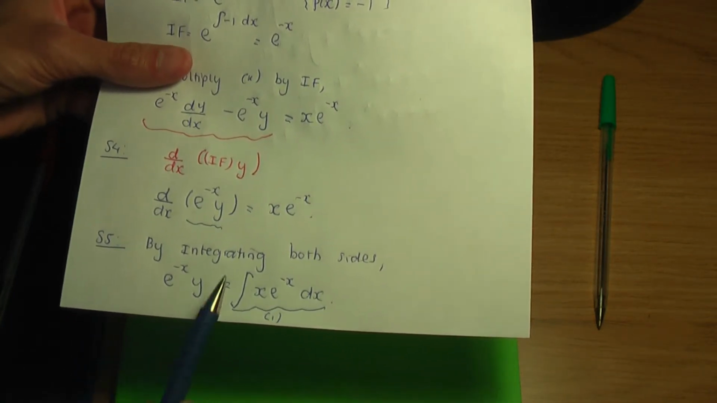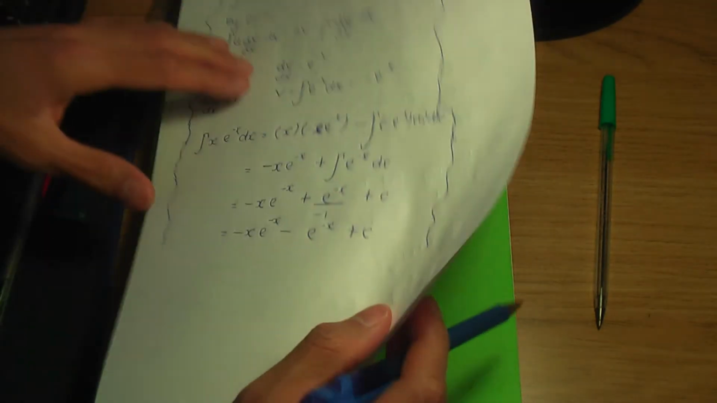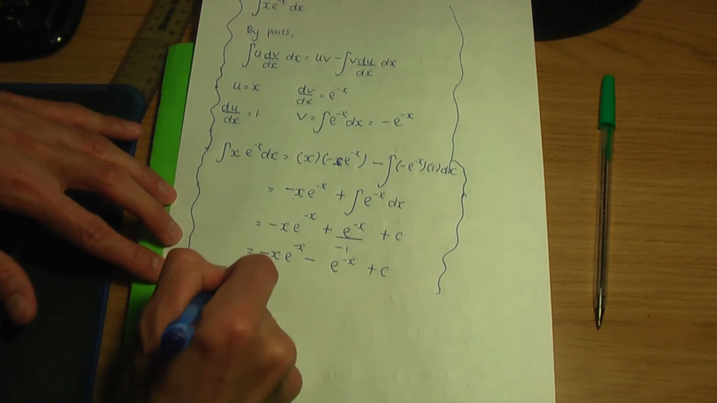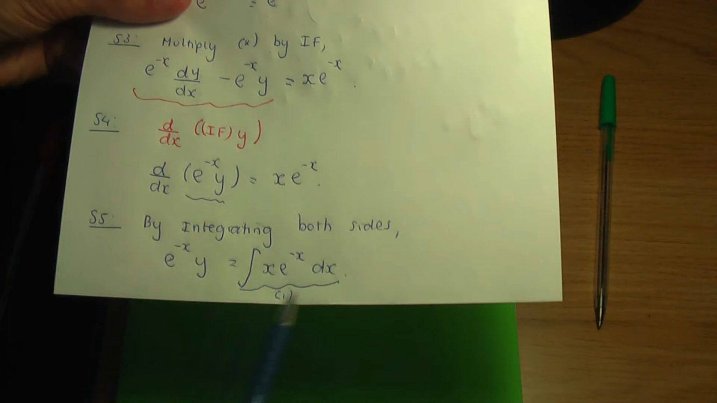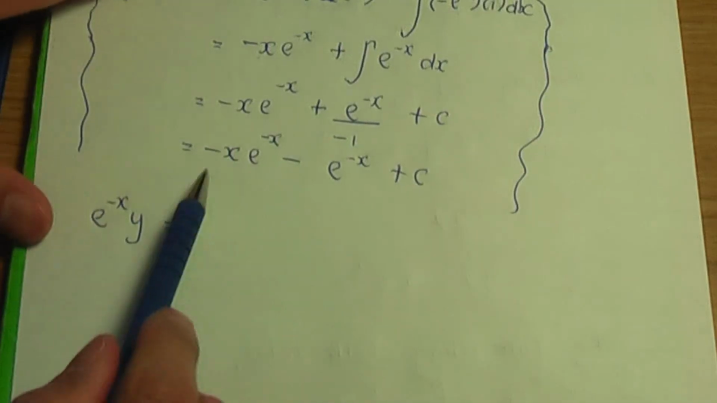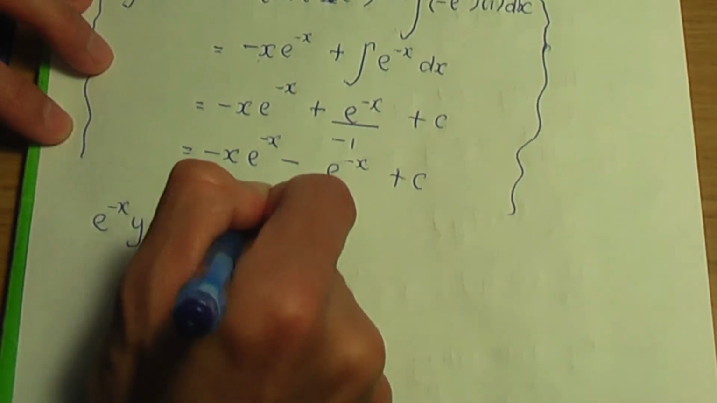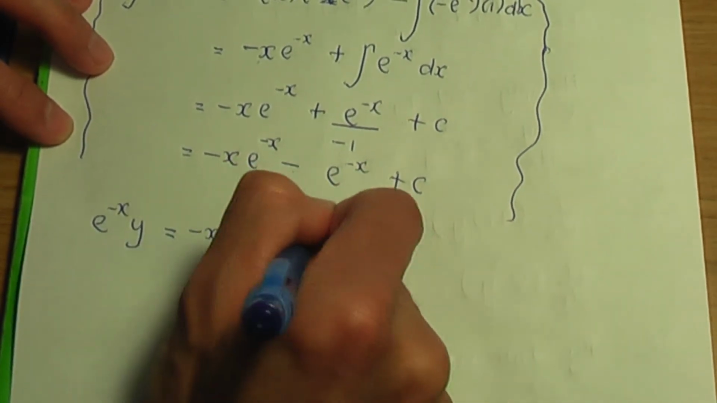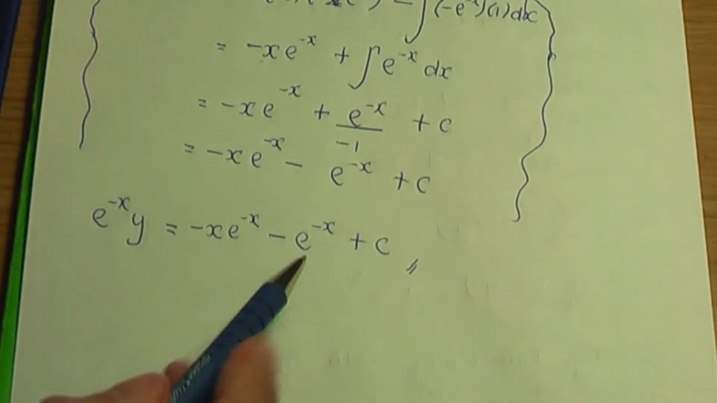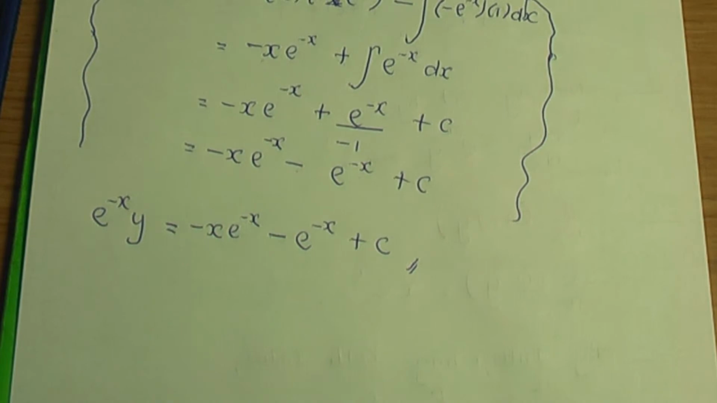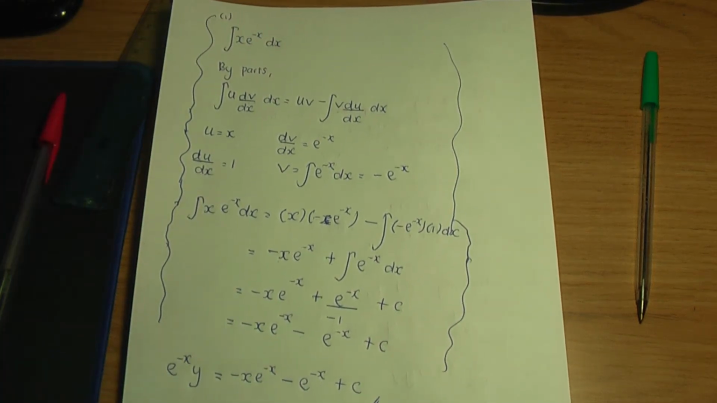Let's put this all together. For the left-hand term we have e to the minus x y. So e to the minus x y is equal to, and for integral number 1, here is the solution. So let's copy that down. We've got minus x e to the minus x minus e to the minus x plus c. So that should be the solution to question number 3, part A. So that ends this example.